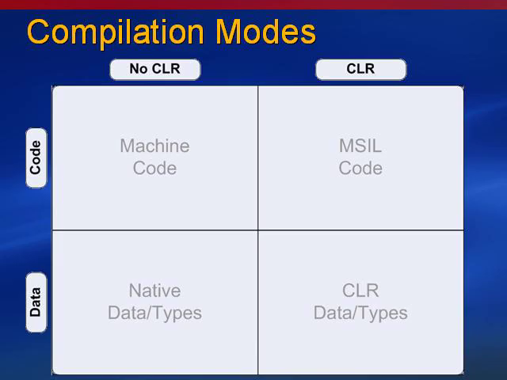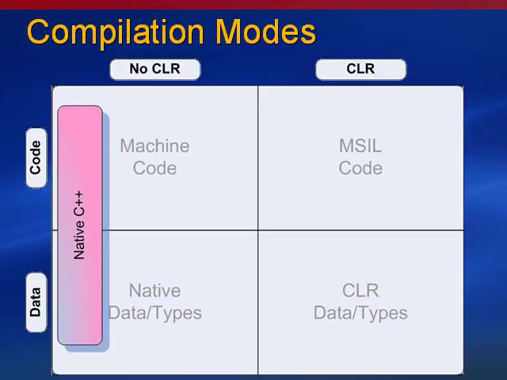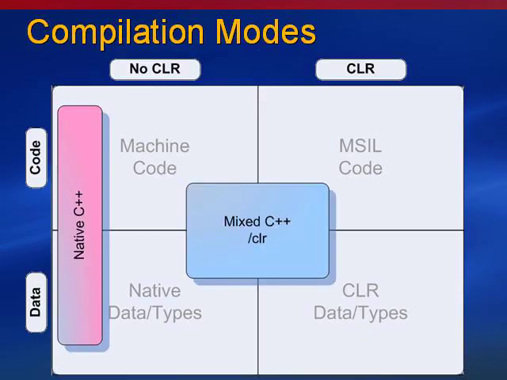If you've got no CLR data, this is your native data. It's residing on the native heap. These are your native types. If you've got CLR data, these are your CLR data and types, your ref types and your value types. So we all know the role of native code. It's machine code, it's native types. If anybody has used the Visual Studio 2002 or 2003 /clr capability, you all know about /clr in the mixed mode, which we'll dive into in a second. But first, how many people have used /clr so far? So almost everybody. That's great.